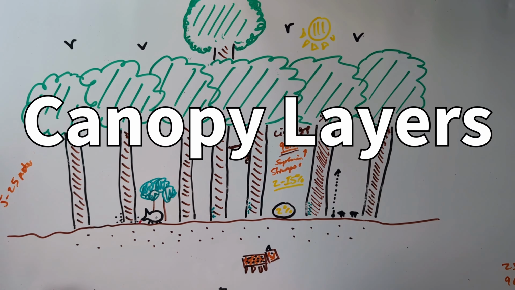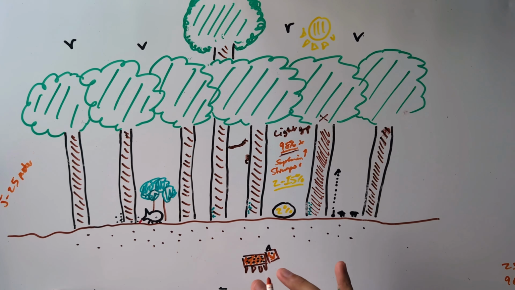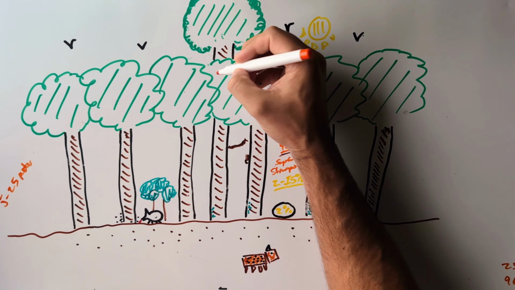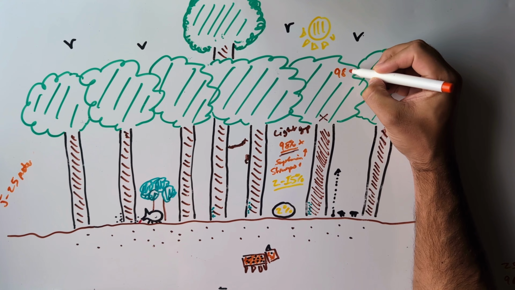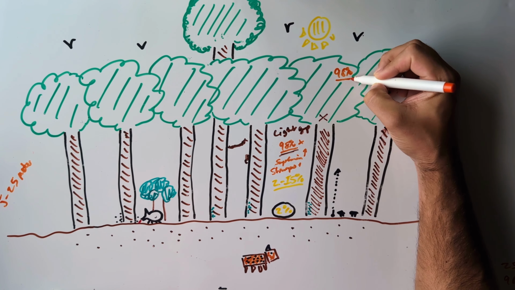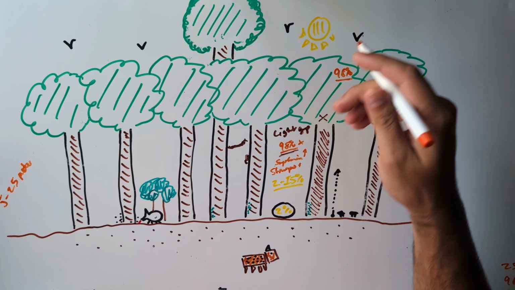Okay, the canopy layer. I said it was the most important layer of all. I'd kind of say that. My argument for that would be 98% of life in the rainforest.